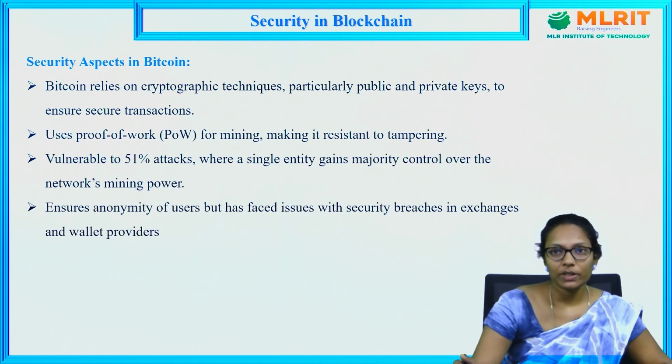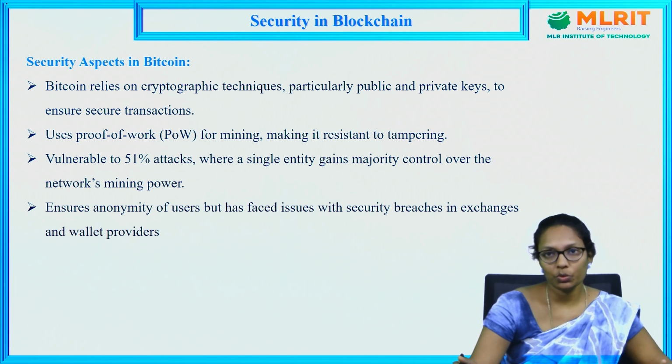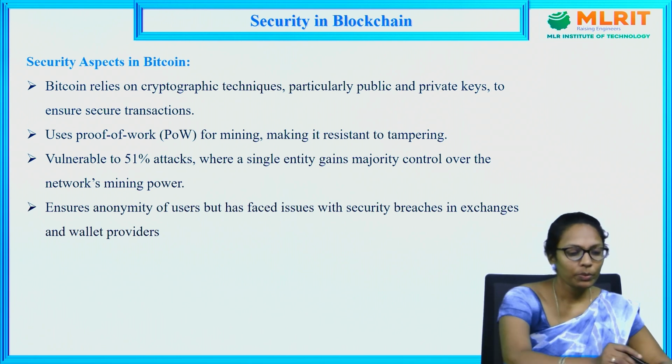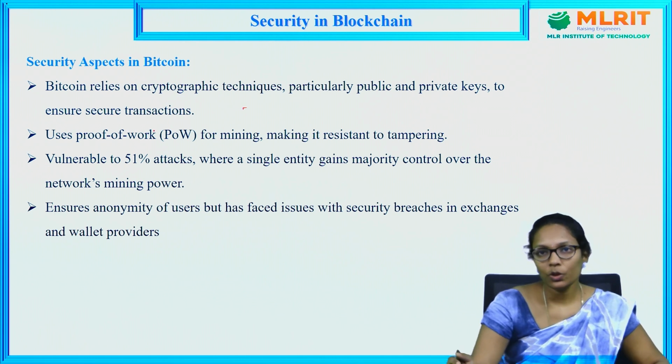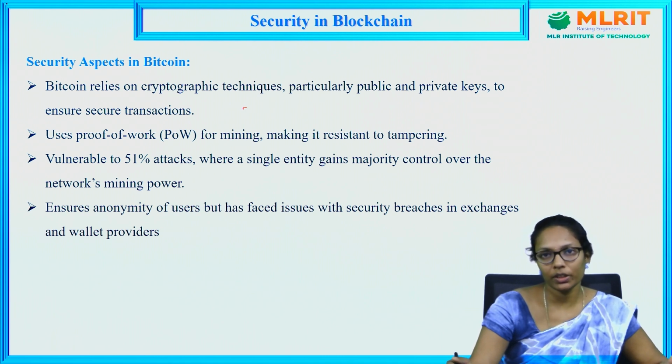So, security aspects in Bitcoin. We know Bitcoin is the first ever cryptocurrency which uses blockchain technology. Bitcoin relies on cryptographic techniques, particularly public and private keys, to ensure secure transactions. As we know, Bitcoin is a cryptocurrency. How are we providing security for it? Using public and private keys. We maintain these Bitcoins in the form of digital wallets.